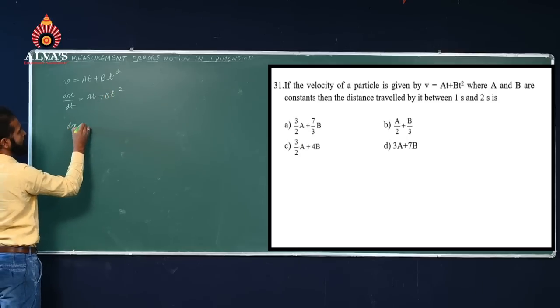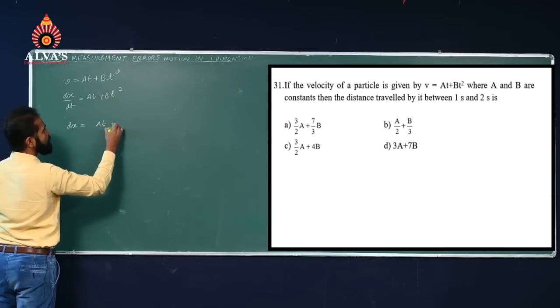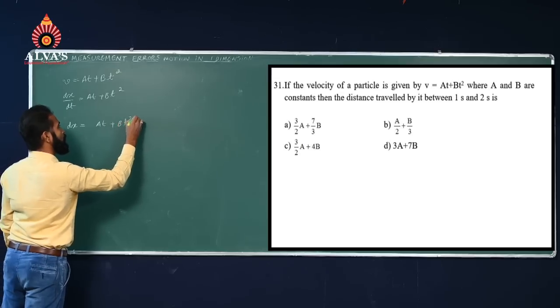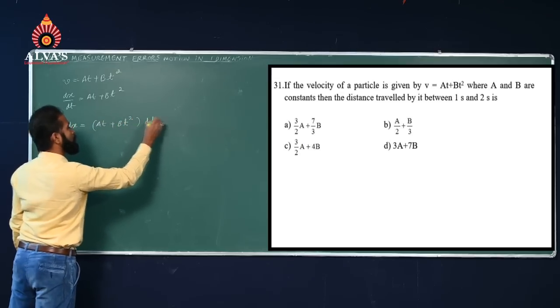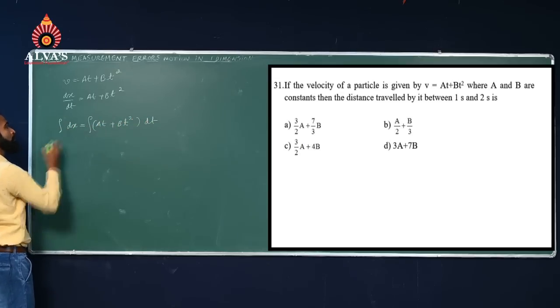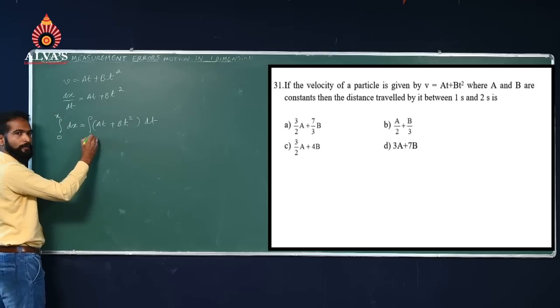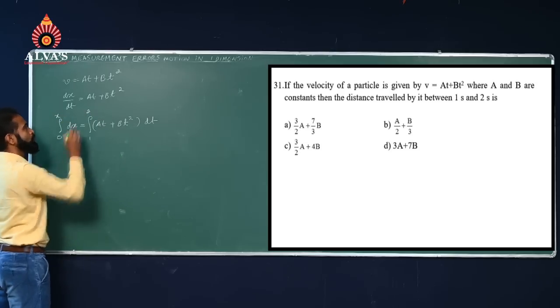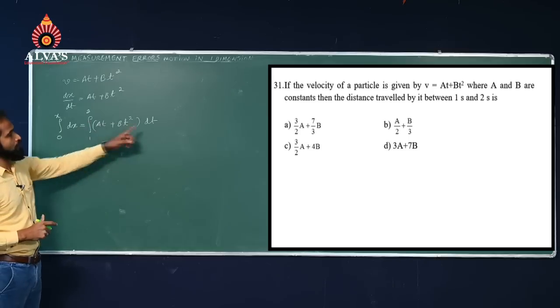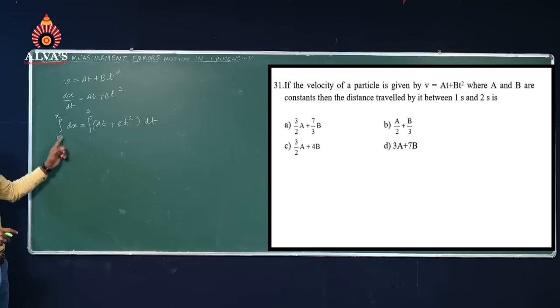So rearrange the terms. dx is going to become (at + bt²) dt. Now integrate on both the sides. So this is from 0 to x. This is given from time 1 second to 2 seconds. So this integration is with respect to time. This integration is with respect to position.